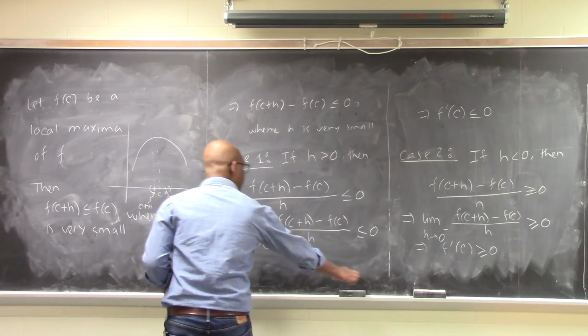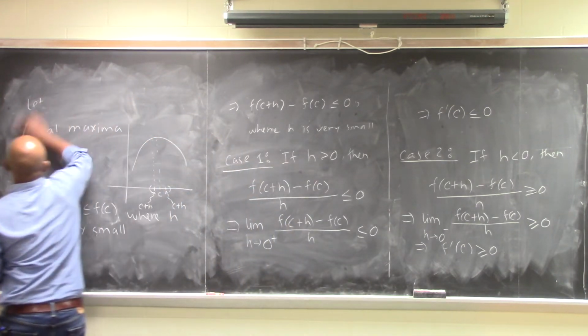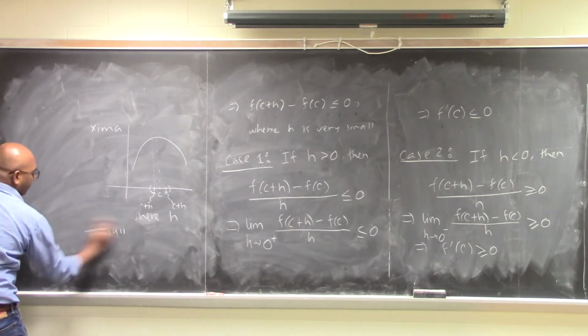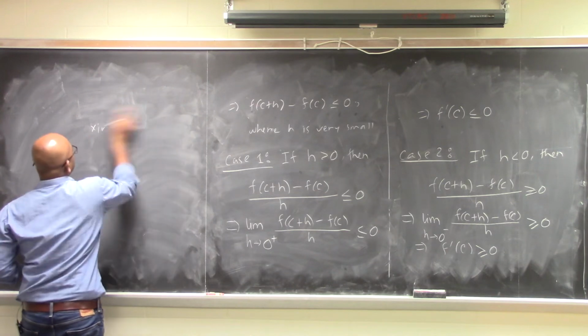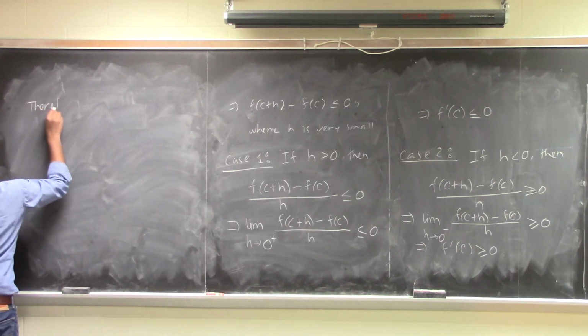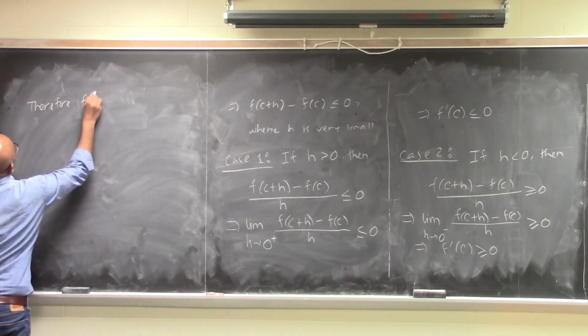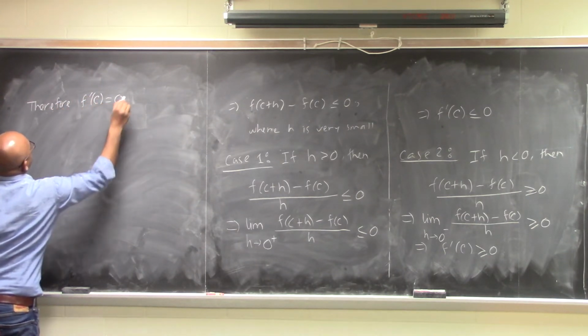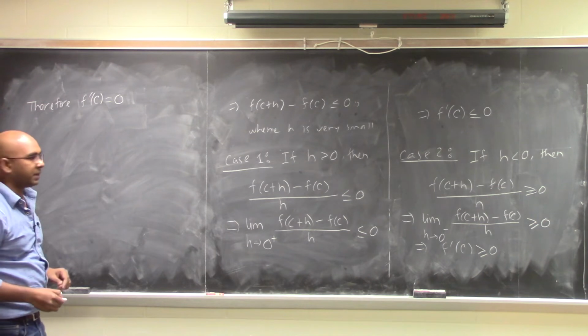So we get this, therefore f prime of c equal to 0. Okay, that's the end of the proof.